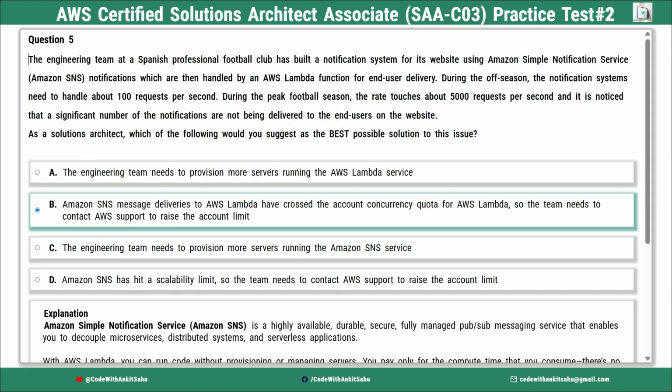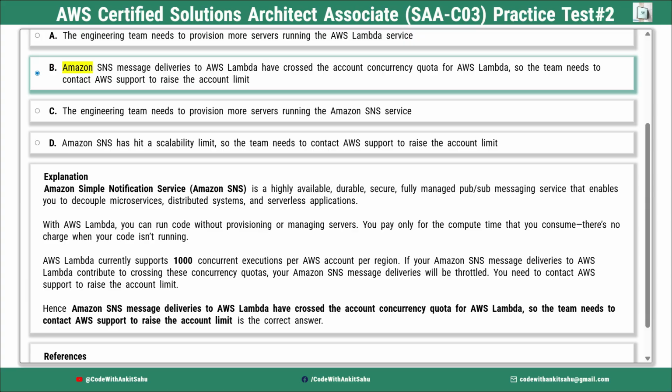Correct answer. Option B. Amazon SNS message deliveries to AWS Lambda have crossed the account concurrency quota for AWS Lambda, so the team needs to contact AWS support to raise the account limit.